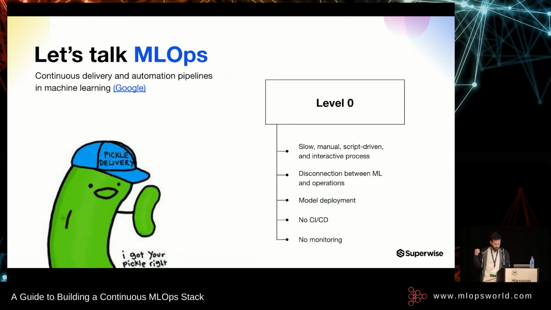So Google published an article about 5 years ago. Some of this talk is based on it, and I do encourage you to go and read it. Look up Google MLOps, and they define 3 maturity levels of ML systems, of ML infrastructure within organizations.